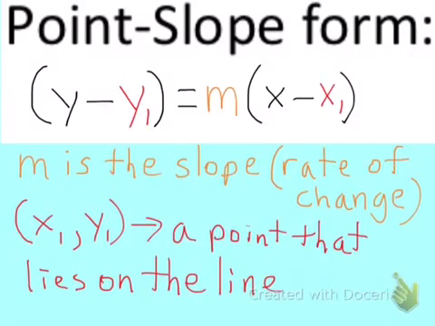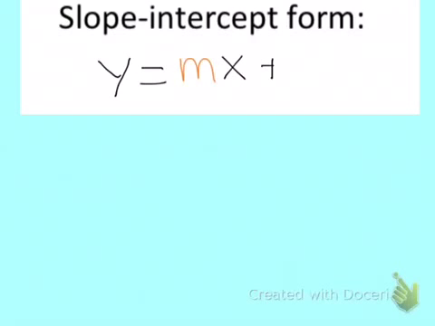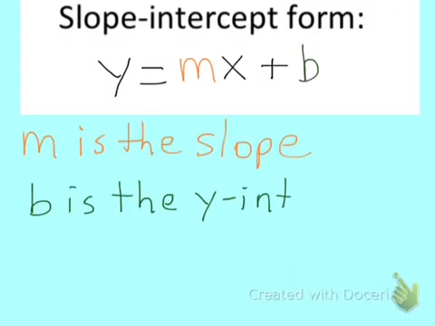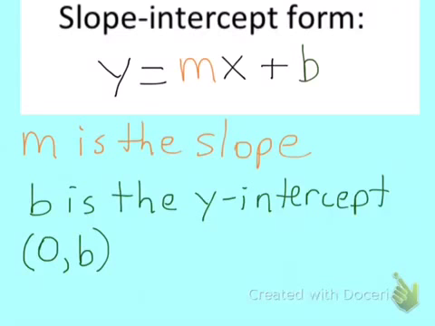There's our point-slope form. Our second form is slope-intercept form, y equals mx plus b. M again is the slope or the rate of change. B is a point that lies on the line, but it's a special point. We call it the y-intercept. That means that this point will lie somewhere on the y-axis. In that case, it's still an ordered pair, but x would be 0 this time, since it lies on the y-axis, and y would be a number. So it's represented by the ordered pair (0, b), where b is the value of the y-intercept in the equation.